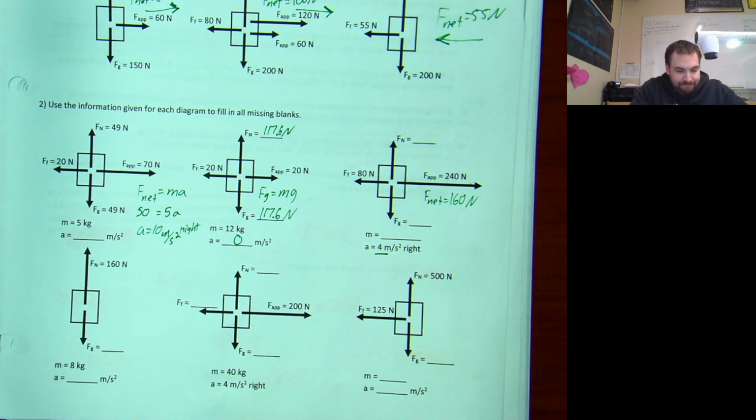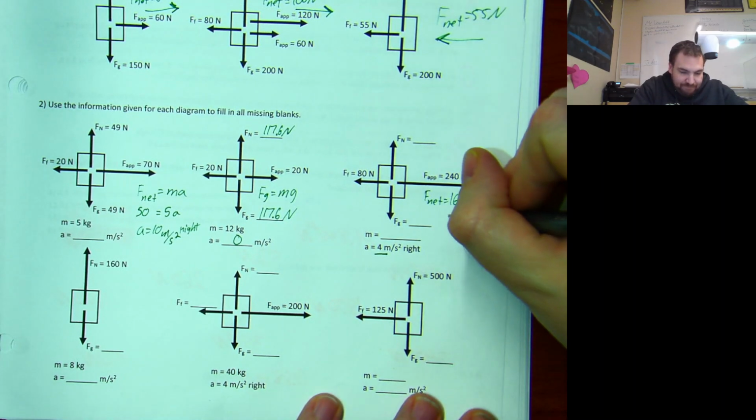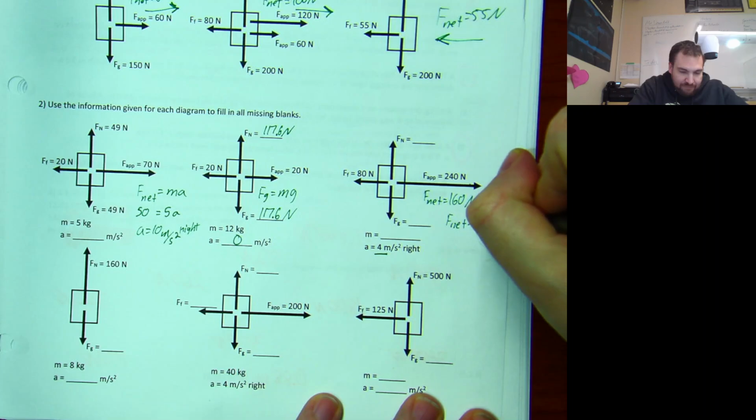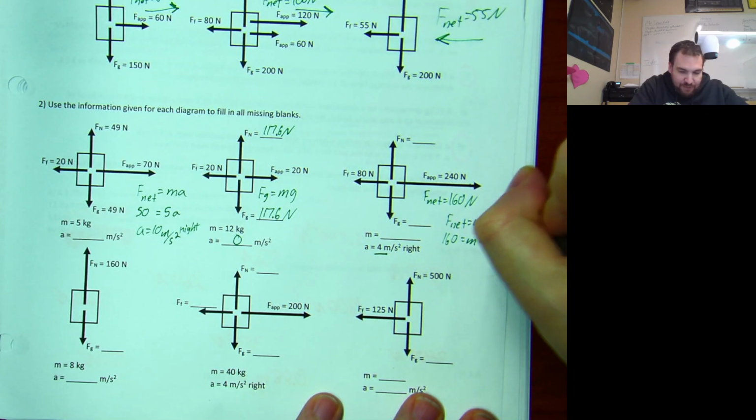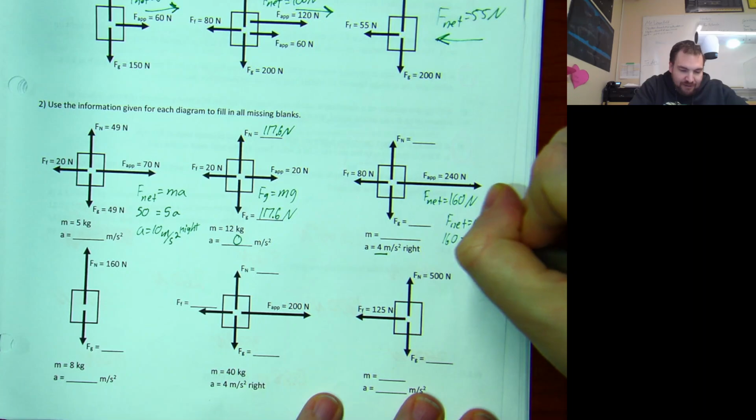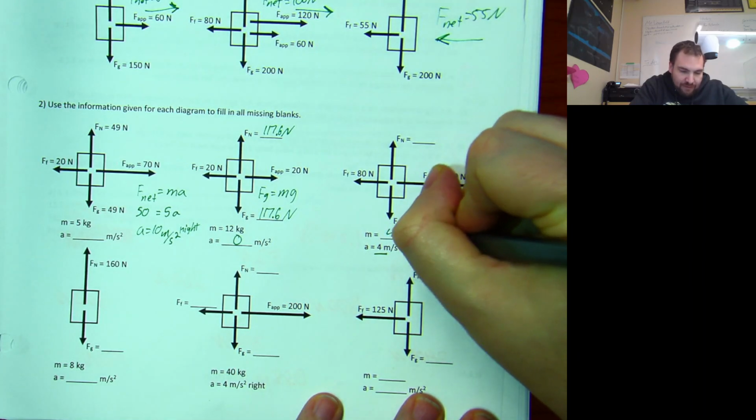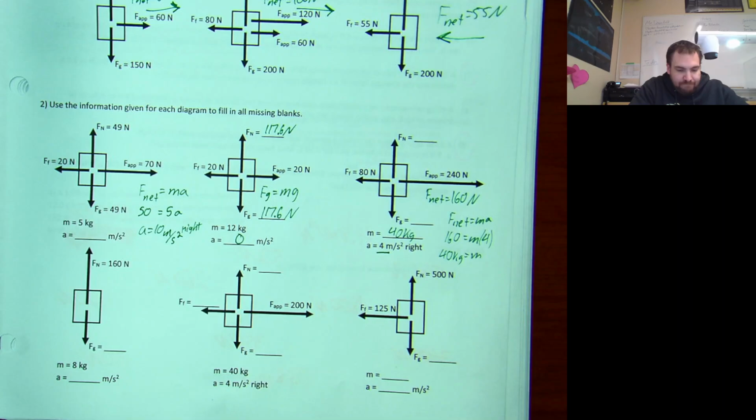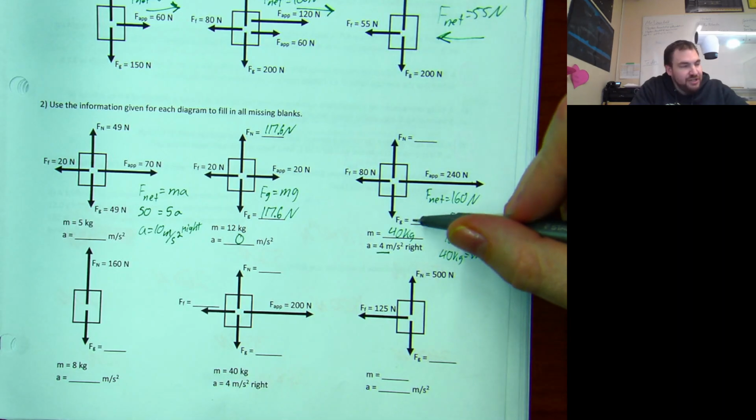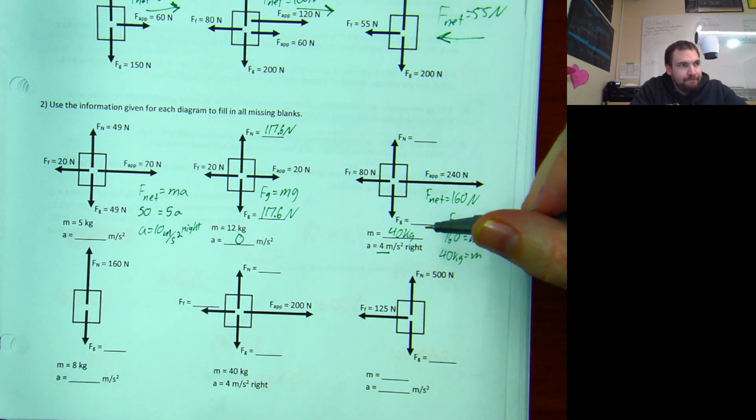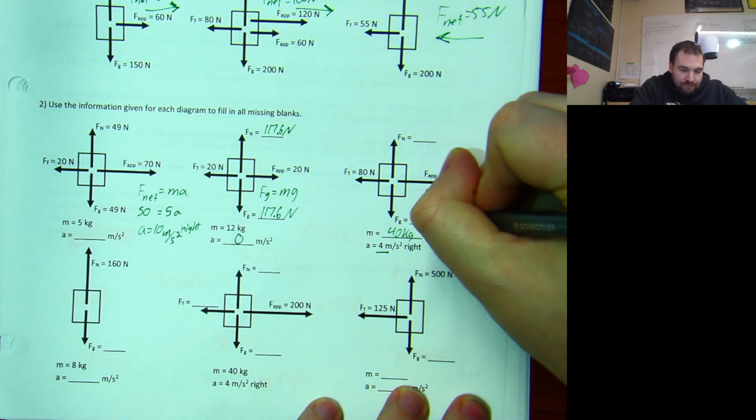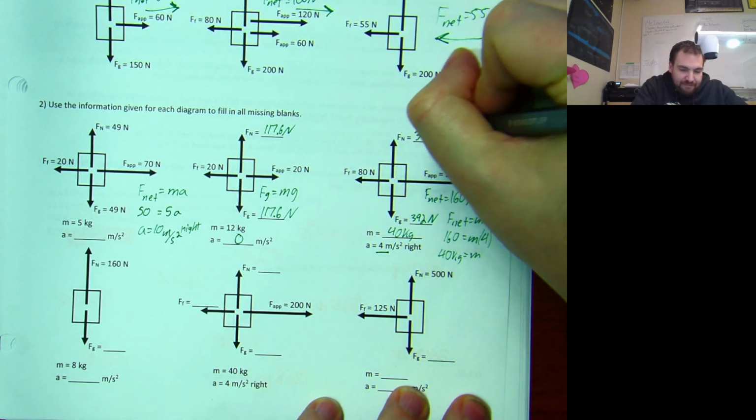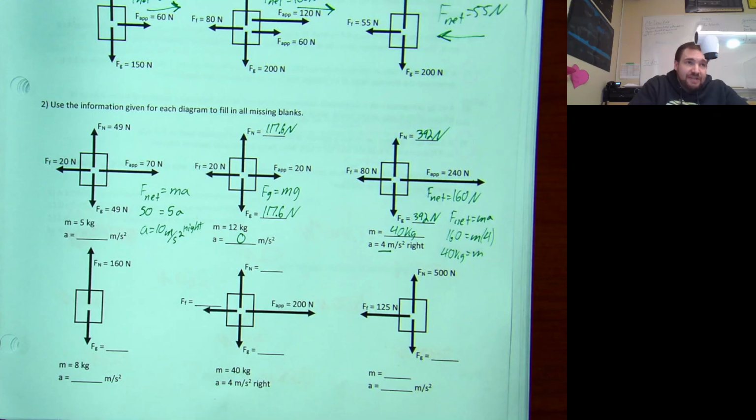Okay, carry on. And then I did Fnet equals ma, and you have the acceleration. I solved it: 160 equals m times 4. So you found that m equals 40 kilograms. Love it. Then I did Fg equals mg, so 40 times 9.8, and I got 392. Love it. Which is the same value Connor got.